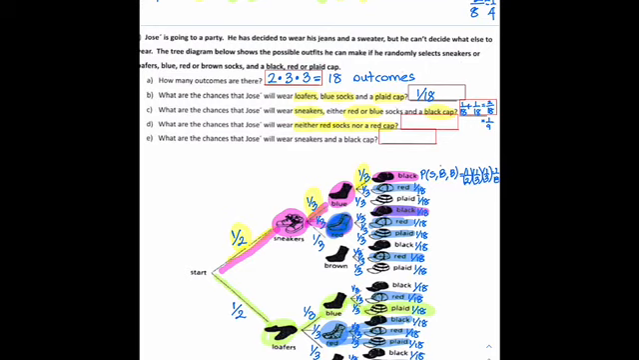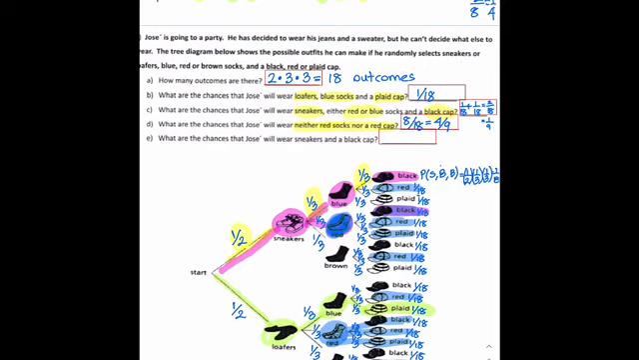Since the total outcome would be 18, if you subtract 10 outcomes from 18, your final answer for this question would be 8 out of 18. Again, let's simplify it. Our final answer would be 4 out of 9.